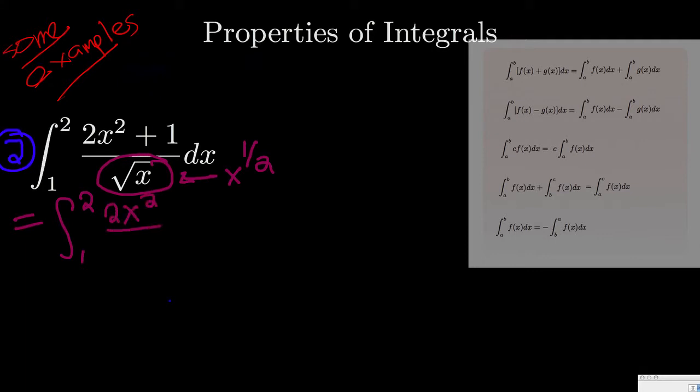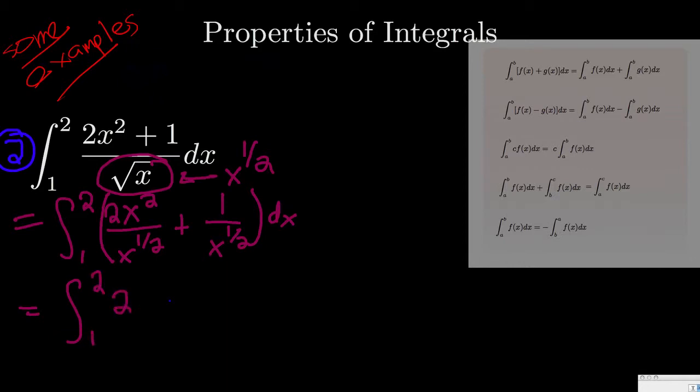So if you write this as 2x squared over x to the 1/2 plus 1 over x to the 1/2 dx, you'll notice that each one of these can be simplified. So this first one would be simplified into 2x to the 3/2. The next one would be x to the negative 1/2 to allow me to use the power rule, and then dx.